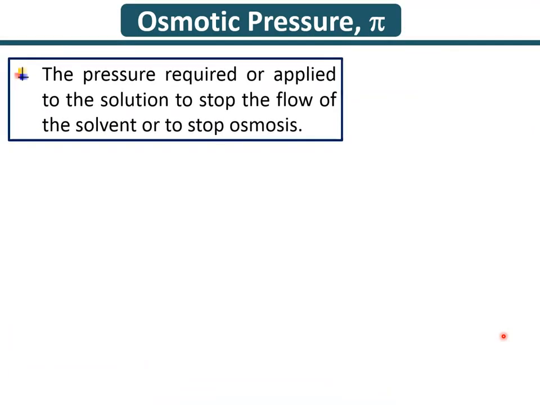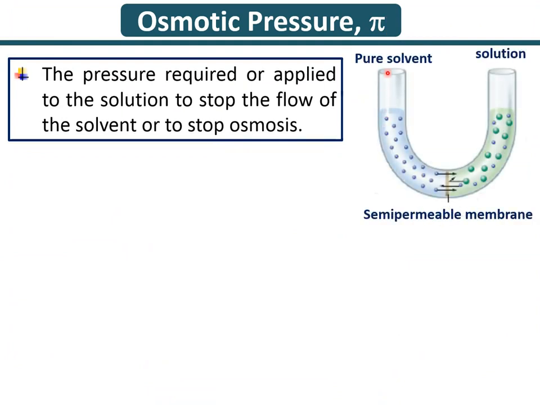Of course, you can imagine if you have a U-shaped tube like this, and in one side here we have pure solvent, and in the other side we have a solution. And in between here, inside the tube, we will have a semi-permeable membrane. The same phenomenon will apply. If you look here, the blue particles, this is the solvent. These are the particles that are only allowed to pass through the semi-permeable membrane.